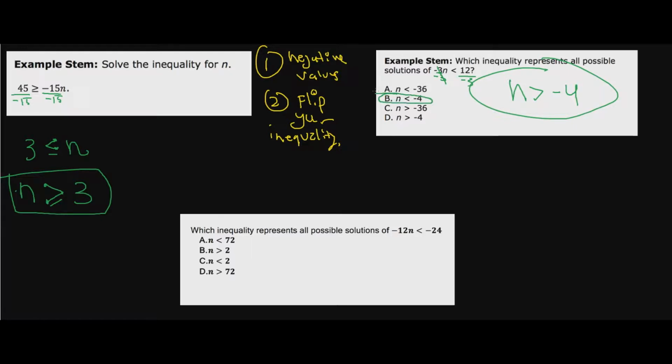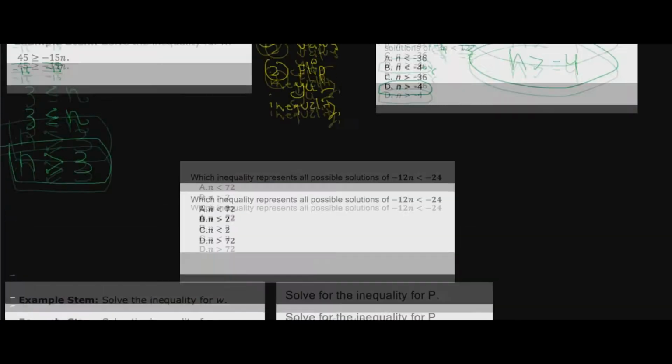N is less, oops, my bad, not less than, because the inequality flipped. That would be the trap. There it is, D. So B is very bad, my friends. It's there to trap you, because you have to keep in mind, anytime you divide by a negative, you need to flip the inequality. Okay, so let's go ahead and look at the problem down below here.